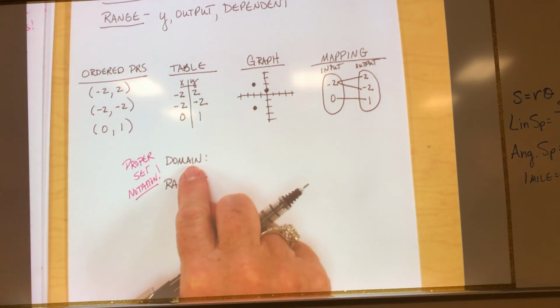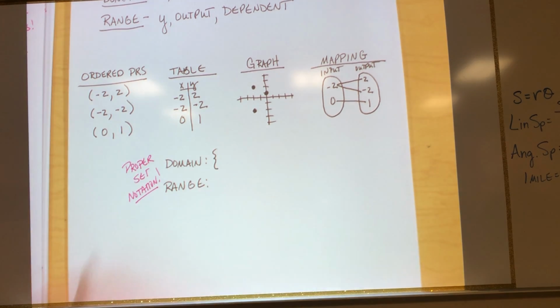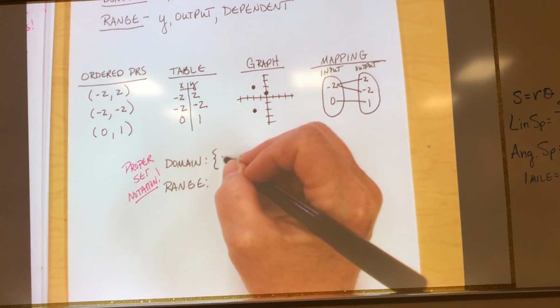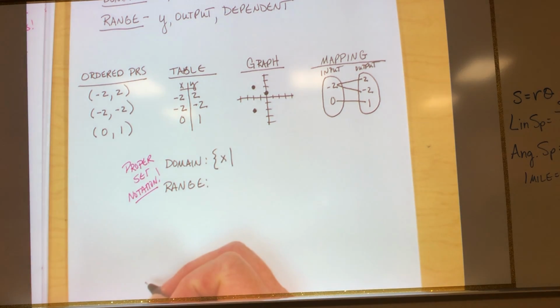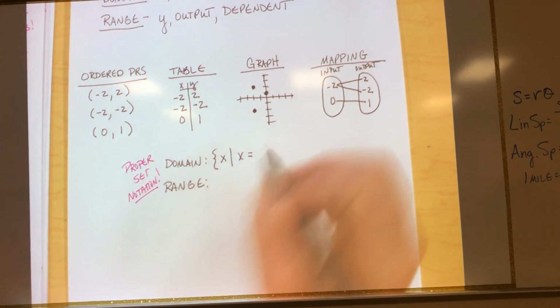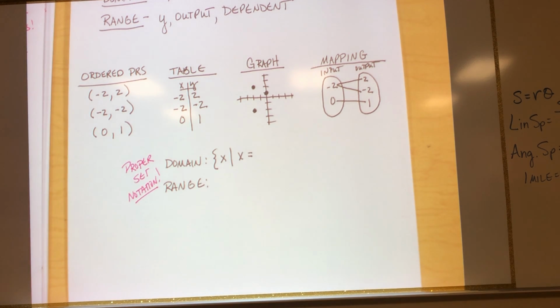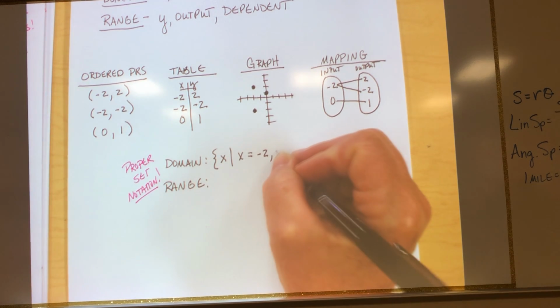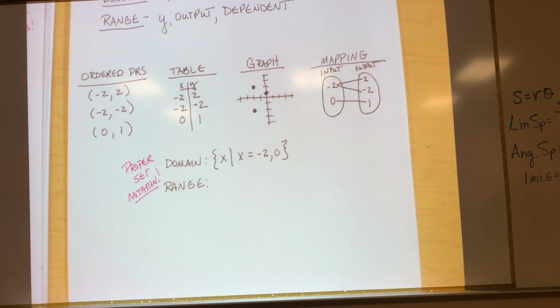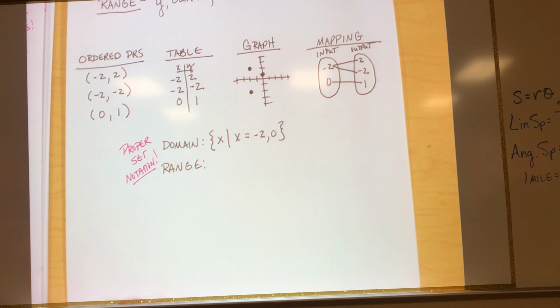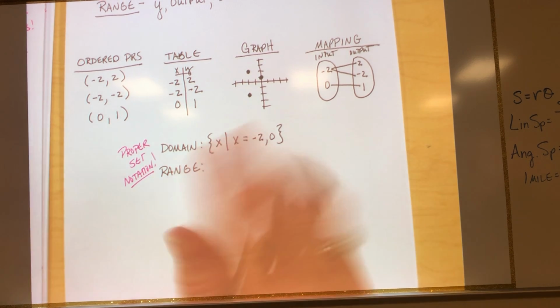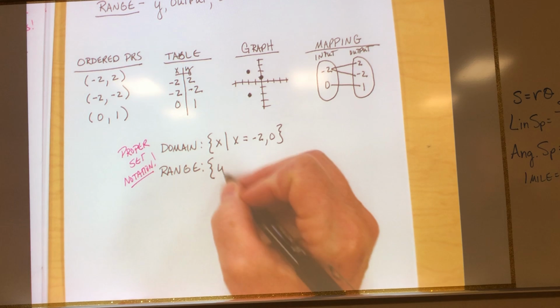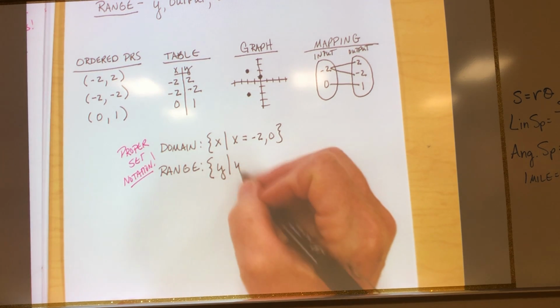So, domain, first of all, starts with a brace. Who is the domain? The x. So it's going to be any x such that x is equal to, what is my domain? Yeah, -2 and 0. So I'm going to put -2, comma 0. Are you with me? Okay. The next thing I'm going to do is the range. All right. Who is the range? The y, such that y is equal to.